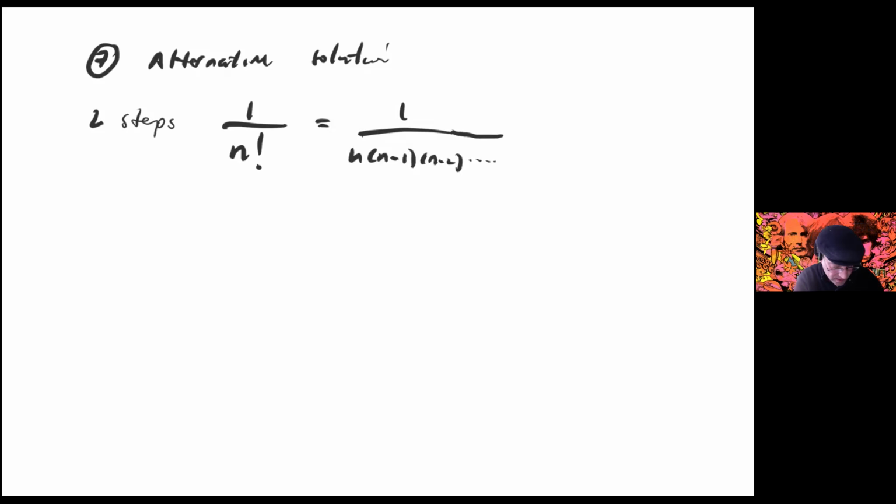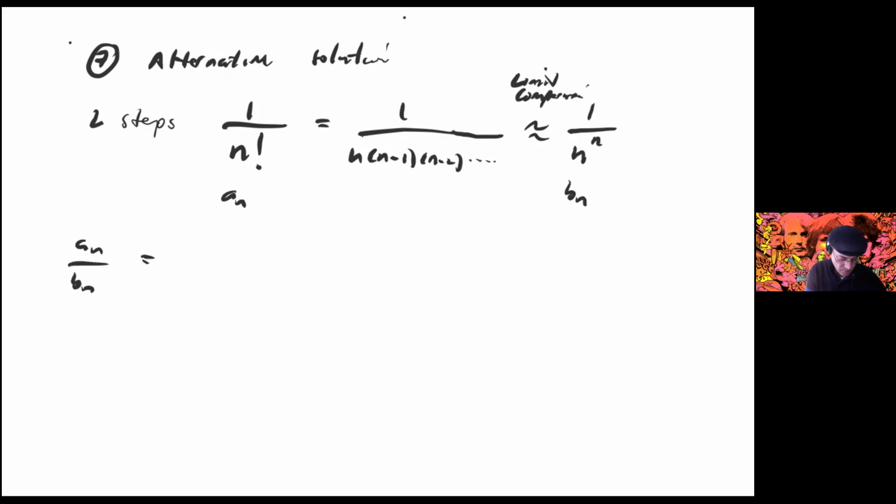And so we're going to compare this, in the limit comparison sense, with something. How many factors of n are on the bottom? There are n factors of n. So I'm going to compare this with 1 over n to the n. I'm going to do a limit comparison. If this is a sub n and this is b sub n, I want to take a sub n over b sub n. That's 1 over n factorial times the reciprocal of b sub n, which is n to the n. So that's n to the n over n factorial.